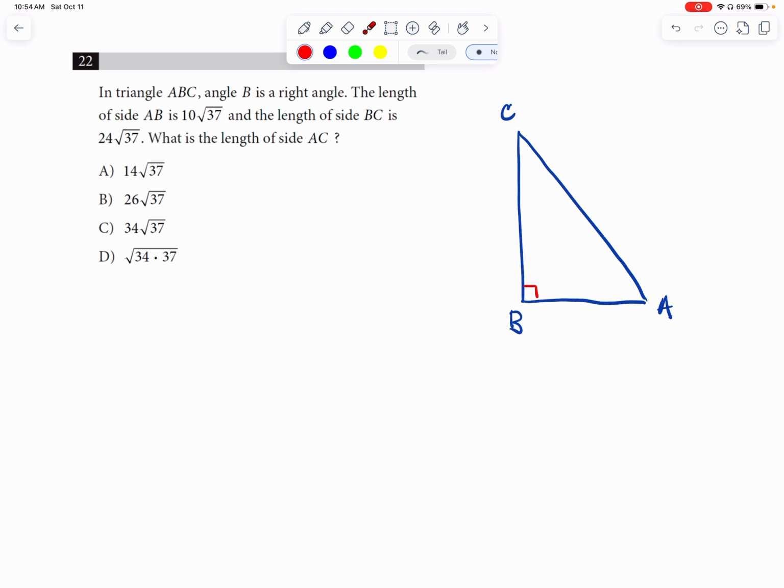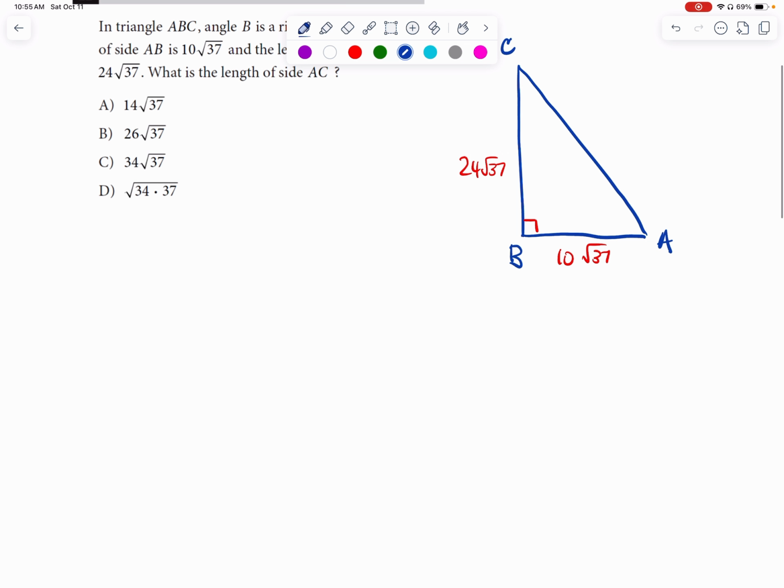AB is 10 square root 37. And BC is 24 square root 37. There we go. And then, of course, we have our classic hypotenuse C. Now, yes, you can use the Pythagorean theorem on this one. That's exactly what you're supposed to do, right? You go, oh, I've got myself a right triangle, so I know a squared plus b squared is equal to c squared. But here's what I'm going to show you.